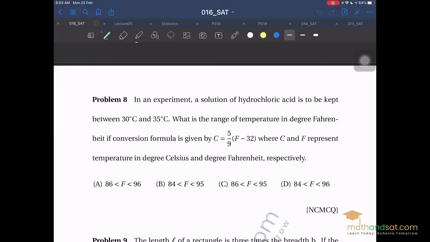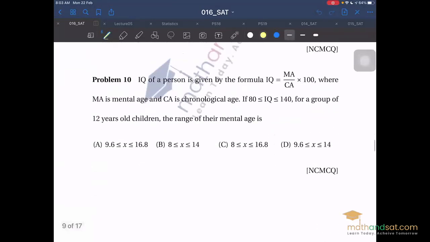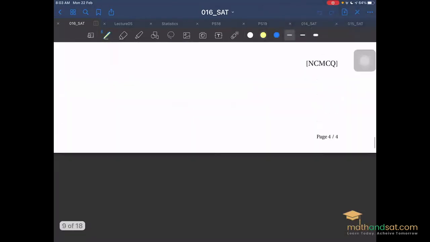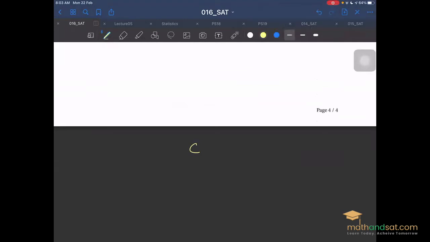Okay. So the idea is very simple. You need a solution to be kept between 30 degrees Celsius and 35 degrees Celsius, and you need to know the range in Fahrenheit. And the conversion formula is given. So let's try to do that. Your C value, the temperature in degrees Celsius, should be between 30 and 35.